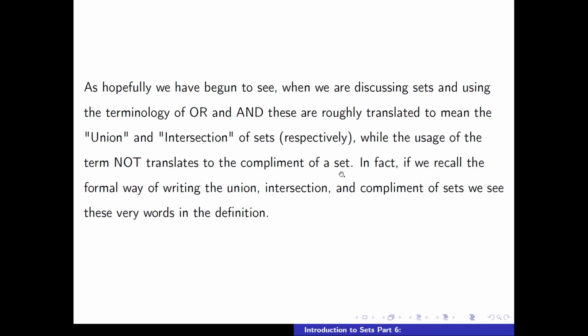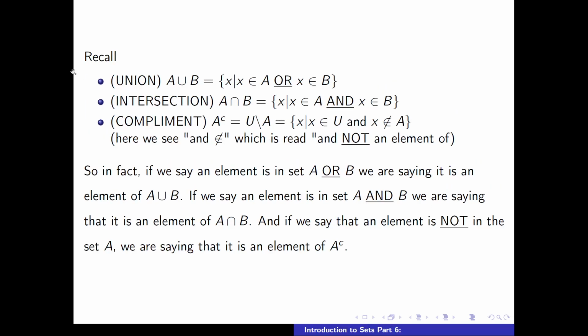So not in A, or not in B, simply means that we're in the complement of the set. In fact, if we recall the way we formally write union, intersection, and complement of sets, we actually see these very words in the definition, and this is why we are allowed to formally use these. So recall, the union, A union B, is the set of elements X such that X is an element of A or X is an element of B. So we see the word or explicitly used in the formal definition of union.